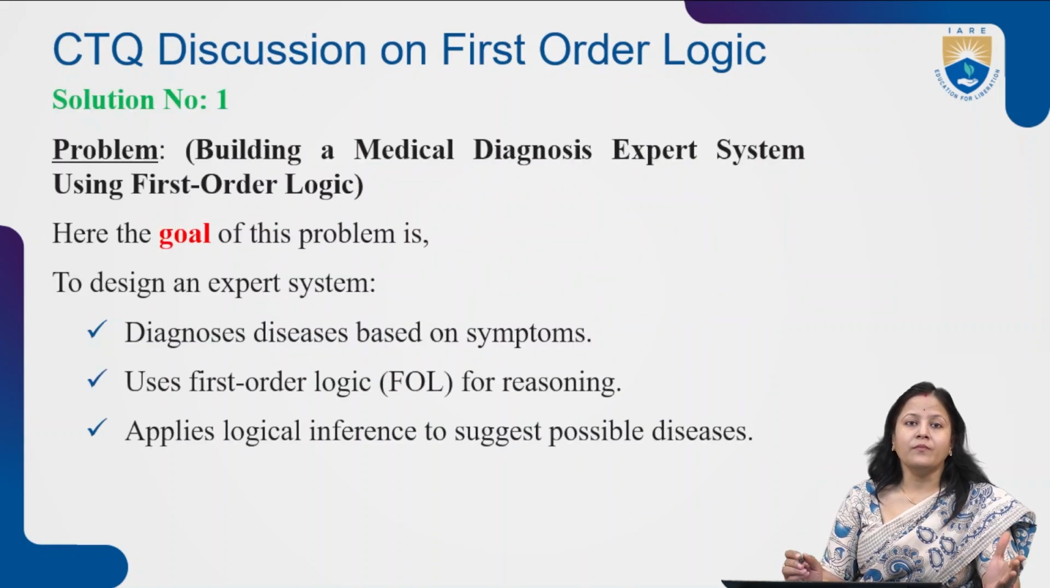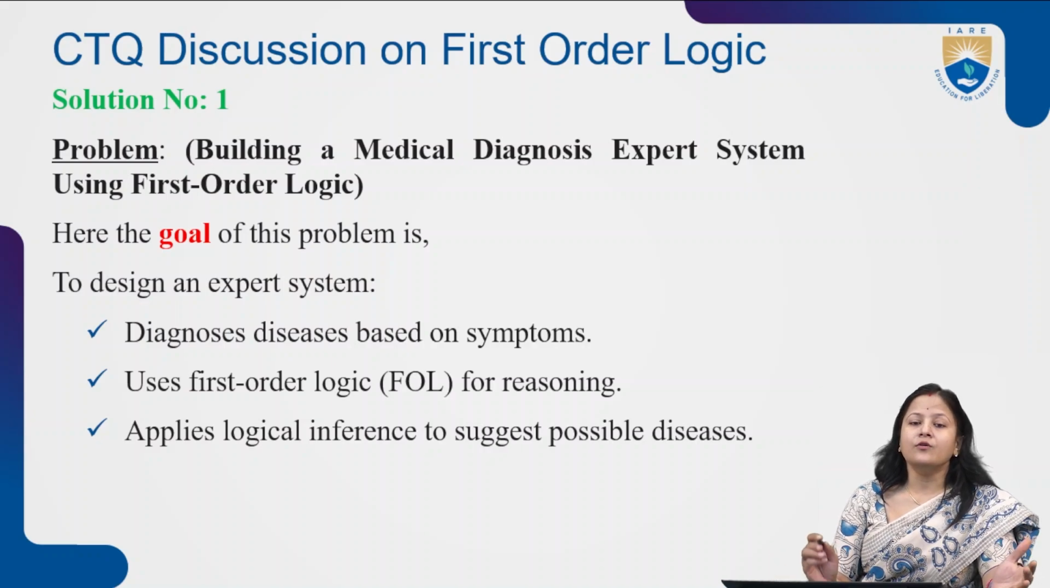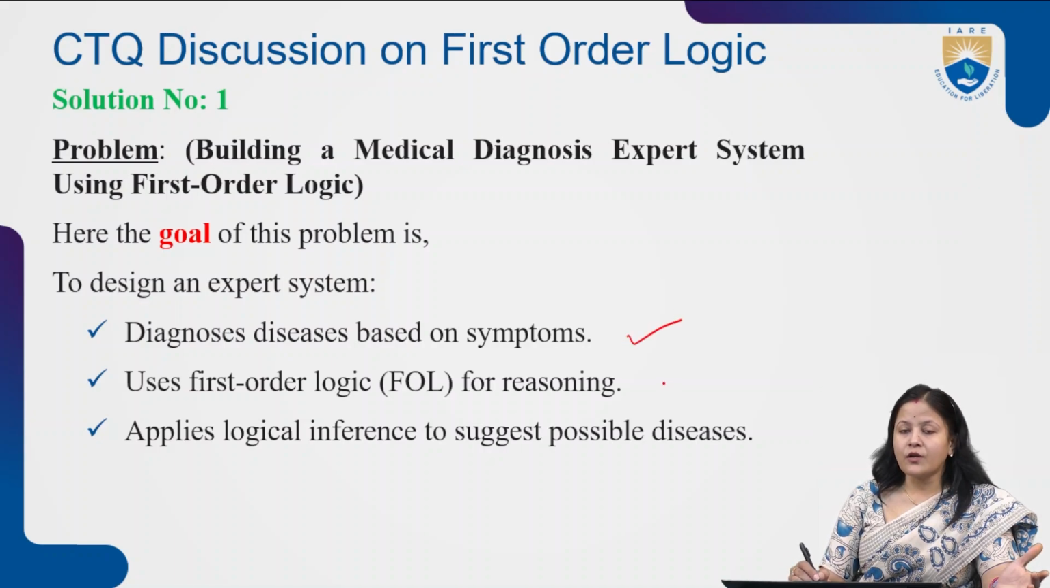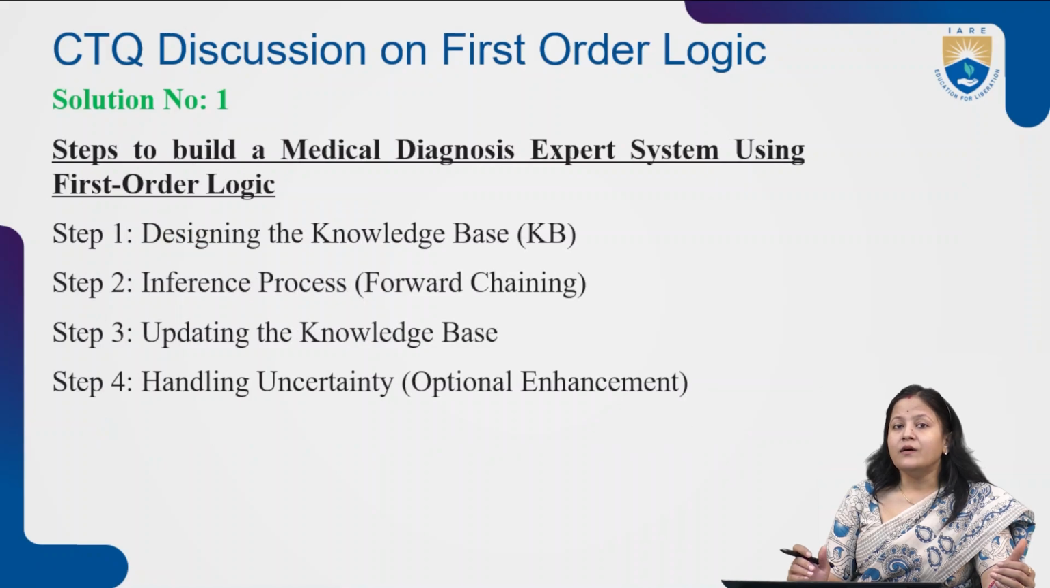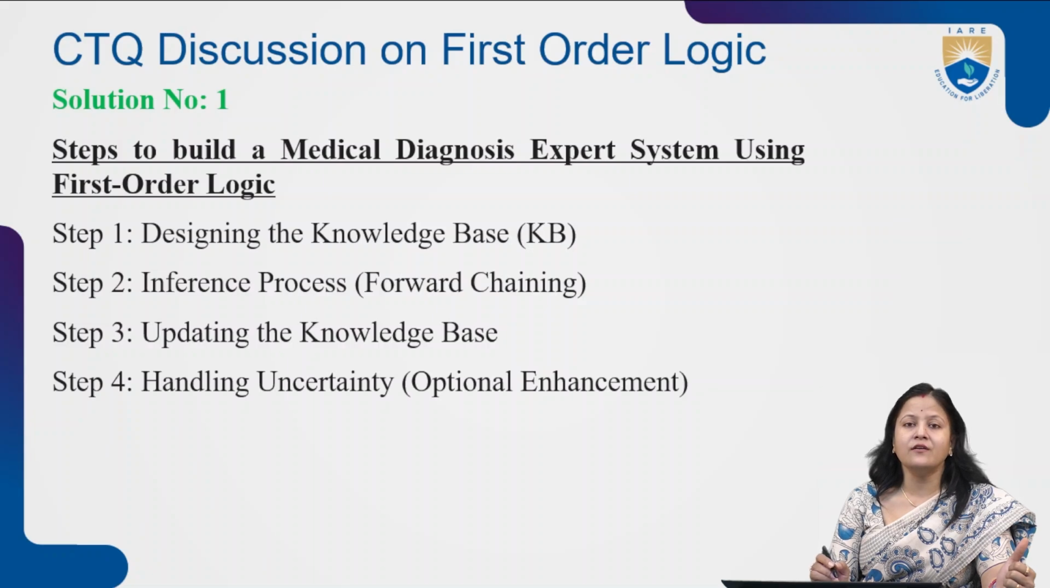So here let us discuss the problem. We are building a medical diagnosis expert system using first order logic, and the goal is to design an expert system which can diagnose diseases based upon the symptoms. We use first order logic for reasoning and apply logical inference to suggest possible diseases. These are the steps required to build the medical diagnosis expert system using first order logic. The first step is designing the knowledge base. As I discussed, first we have to design the knowledge base with all the knowledge, and then the inference process, how the machine can understand and derive the result.